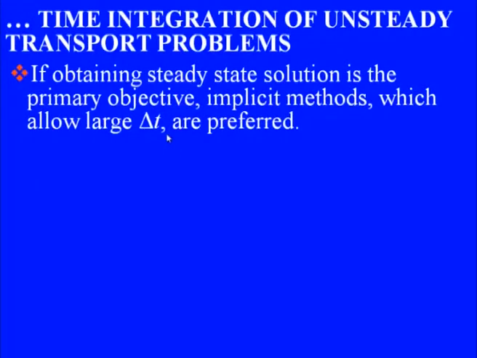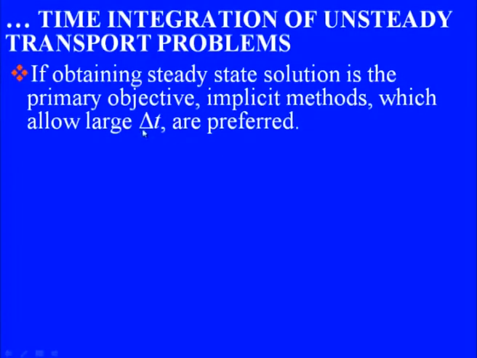Suppose we want to obtain a steady state solution, that is our primary objective. We have got an unsteady heat conduction problem or an advection-diffusion problem, but what we are ultimately interested in is what happens at t equal to infinity, that is to say, what is the steady state solution. Now in this case, if we choose an explicit method, we would be forced to use a small value of delta t because of stability considerations. So we will have to perform computations for many time steps. In such a situation, implicit methods might be preferred, which allow large delta t because there are no constraints imposed on delta t.